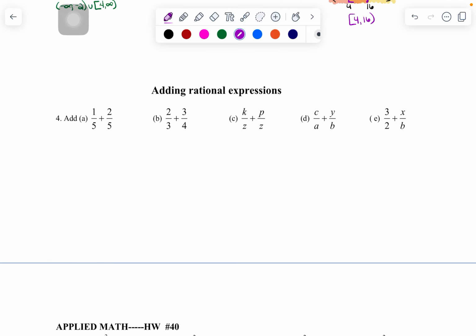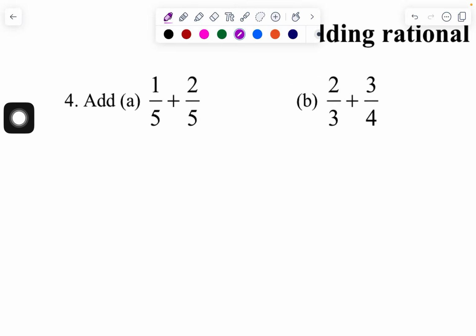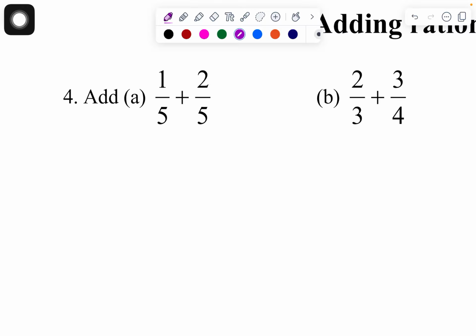So this is the third video for Notes 40 that's going to finish it out. We're going to be doing some adding rational expressions, which basically means you're going to be adding fractions, okay? So let's start with the ones that I expect you to basically already know how to do, and that's going to be part A and part B.